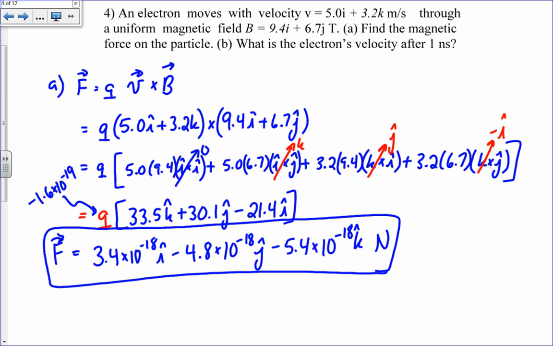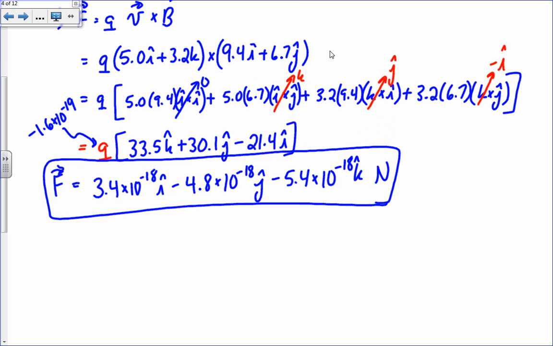That's our answer. Now I also want to know what is the electron's velocity after 1 nanosecond. So for part B, I want to know what is its velocity after t equals 1 nanosecond. That's 1 times 10 to the minus 9.